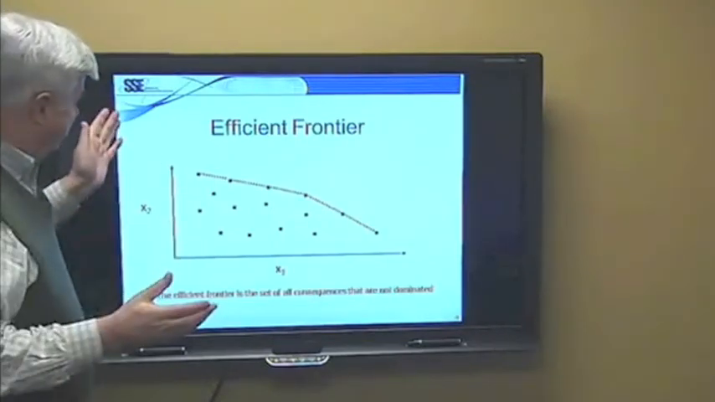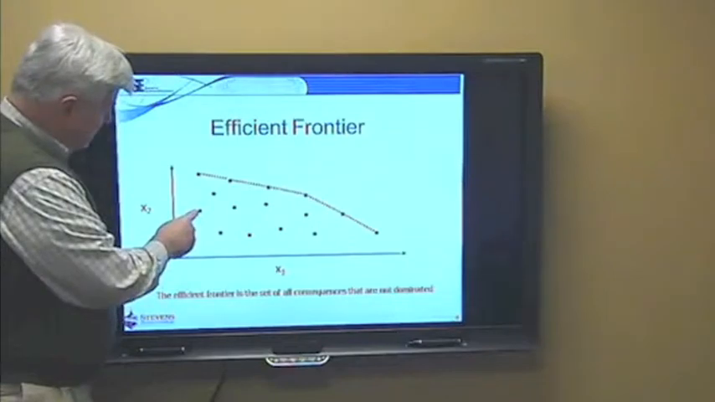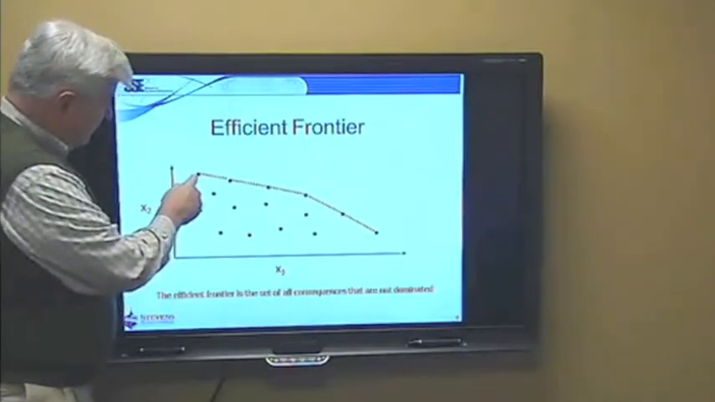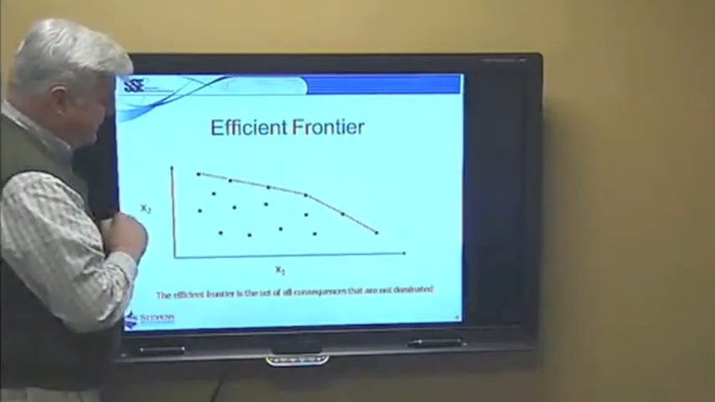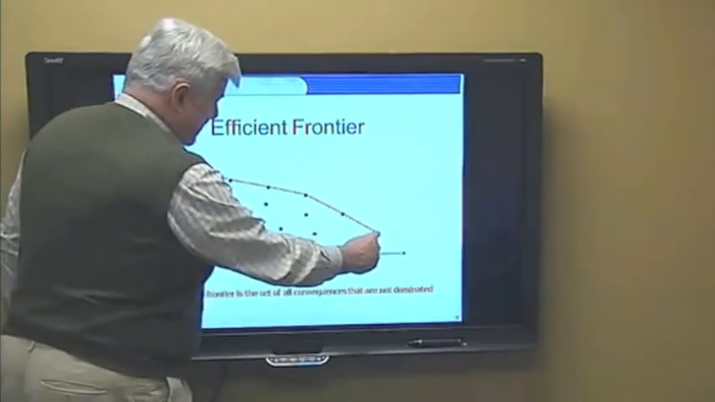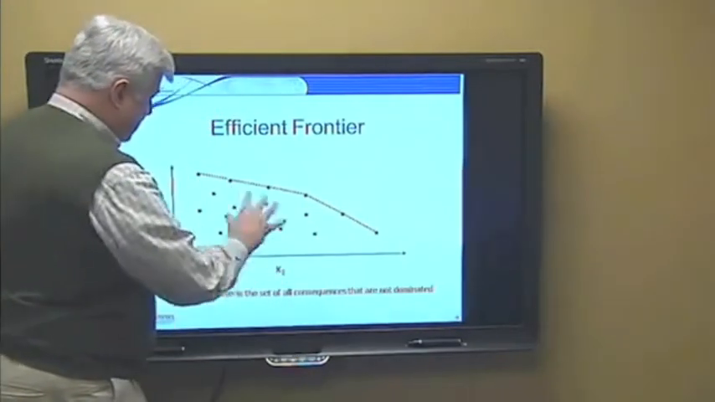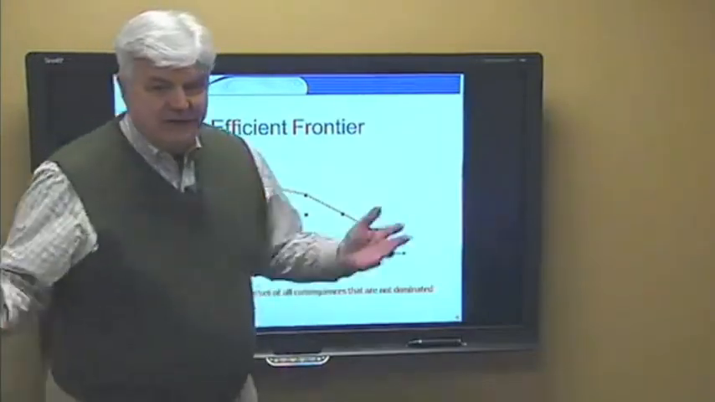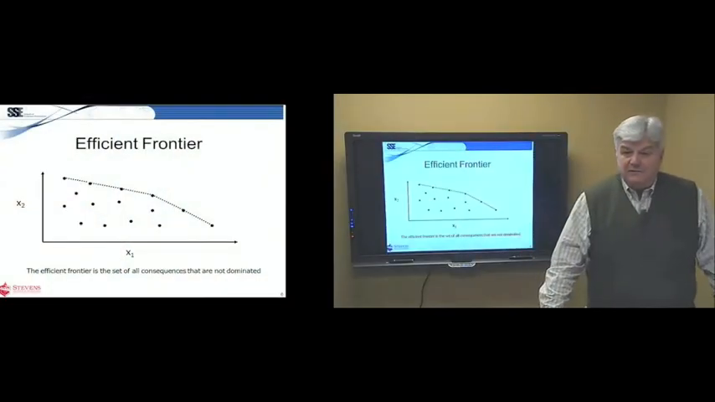Now, why would that be? Well, why wouldn't I pick this alternative, for example? Well, this one has the same x1, but better x2. Obviously, that dominates that. Why not pick this alternative? Well, this alternative has the same x2, but better x1. So why would I not pick this? In other words, all these ones in the interior are dominated, and so we get rid of them. We're not concerned with evaluating alternatives where they're dominated by other alternatives.